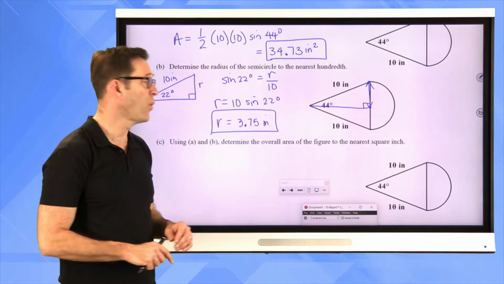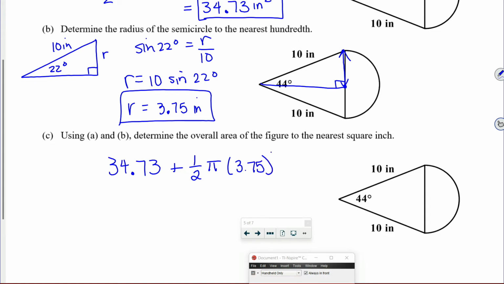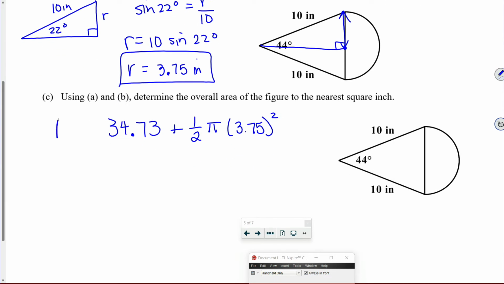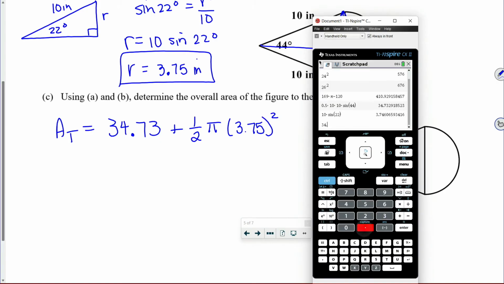All right, well, let's do it all at once, okay? We know that the overall area is going to be 34.73, right? That's the area of that isosceles triangle, plus now 1/2 times pi times my radius squared, all right? And I can put all of that into my calculator all at once, right? That first thing is just the area of the isosceles triangle, 34.73 plus 1/2 times pi.